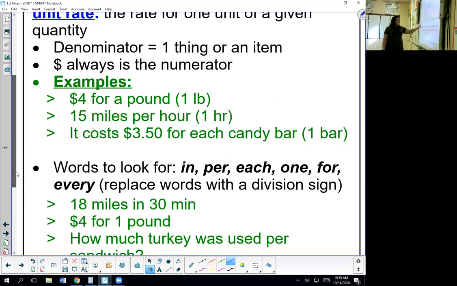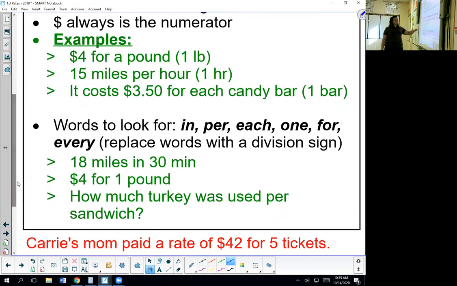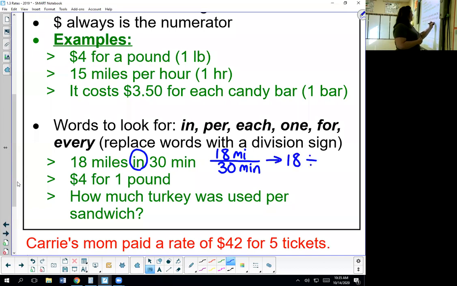So if I look at these right here, if I have 18 miles in 30 minutes, I actually could write it like this: 18 miles in 30 minutes. So this is a division problem. It really would look like 18 divided by 30 to figure out how far we're going in 1 minute. Okay, that looks weird, but that's what it is.